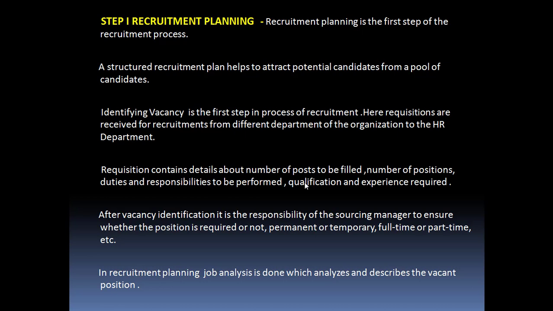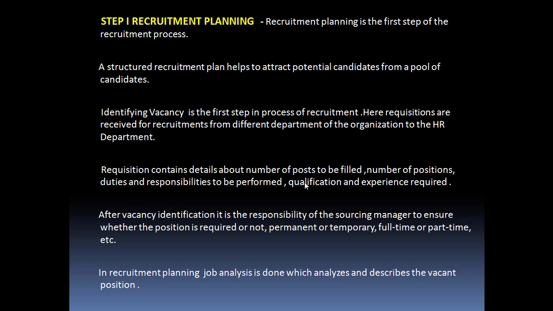That is, those people or employees whose skills match the vacant position in an organization. Those job seekers should be encouraged to apply. That will be better for the organization rather than encouraging all the candidates who are not relevant to the vacant position in the organization. Right? That is why it is said that a structured recruitment plan helps to attract the potential candidates, right?